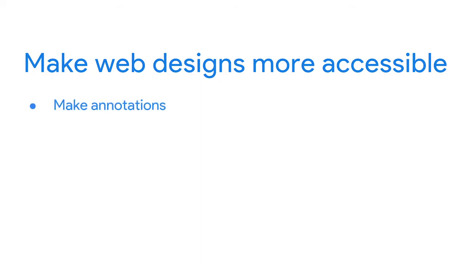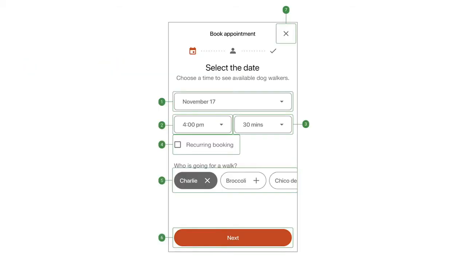The first way is to make annotations. Annotations are markers placed next to interactive UI elements, like the call to action buttons on the page. Here's a screen of the Dog Walker app that was designed earlier in the certificate program. The screen now has annotations. The numbers in the green circles indicate to an engineer the linear focus order or traversal order that assistive technology, like a screen reader, moves through the form.